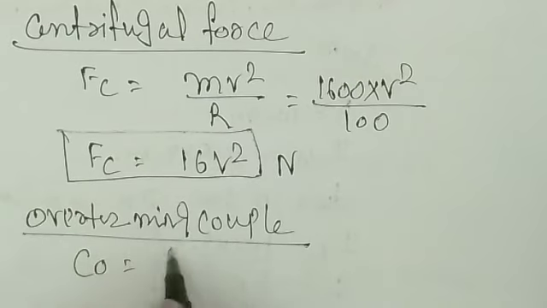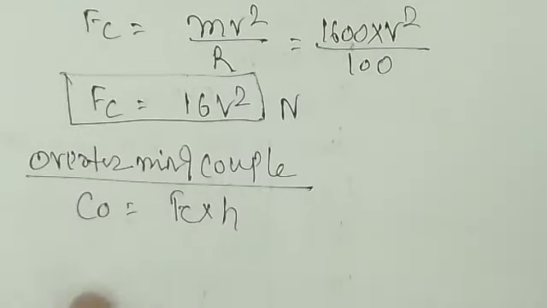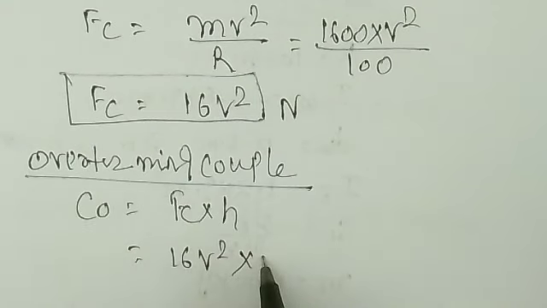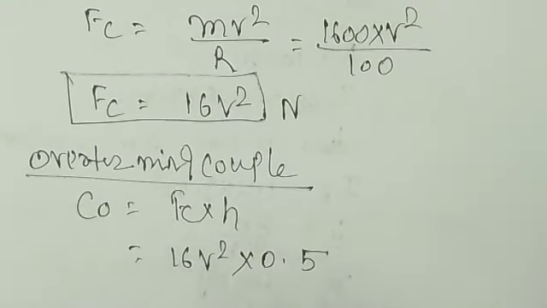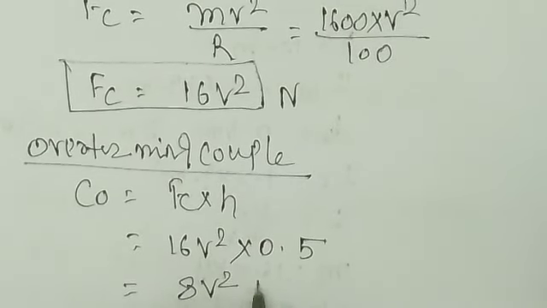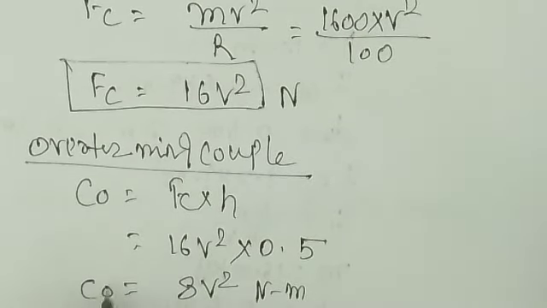That C naught is equal to Fc into the height of the center of gravity from the road surface. So this is 16 V square, and the height of the center of gravity is 0.5, right? So it will be 8 V square Newton meter. This is the overturning couple we got. Due to this overturning couple, the reaction will act on the vehicle, that is Q by 2, we can say.